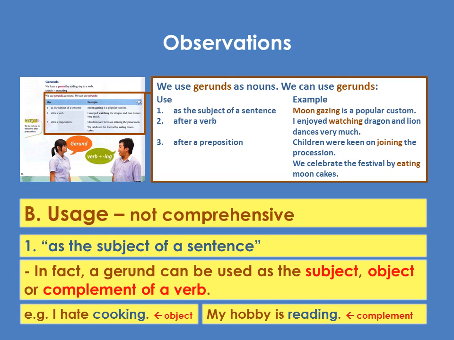Secondly, the presentation on the usage and its explanation is not comprehensive. For the first use, which says, as the subject of a sentence, it is incomprehensive because in fact, a gerund can be used as the subject, object, or complement of a verb. For instance, in I hate cooking, cooking is an object but not a subject. In my hobby is reading, again, reading here is not a subject but a complement.